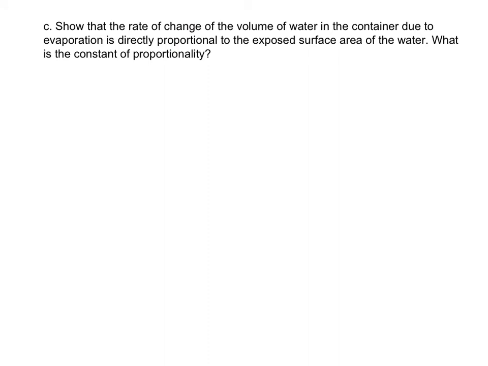Part C. Show that the rate of change in the volume of water in the container due to evaporation is directly proportional to the exposed surface area of the water. What is the constant of proportionality? To solve this, we need to have a relationship between the area of the exposed water, which is going to be pi r squared, and the rate of change of the volume.